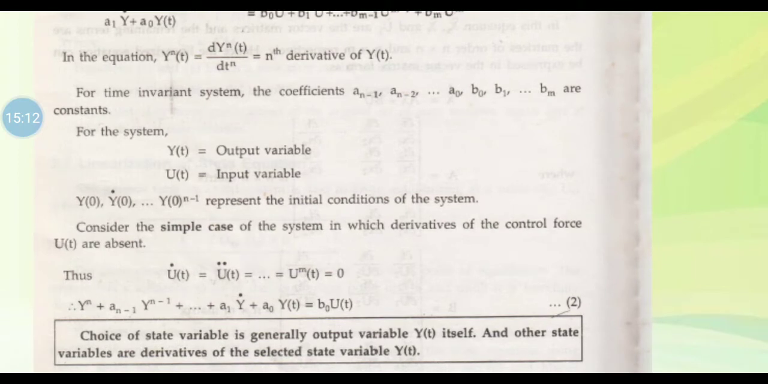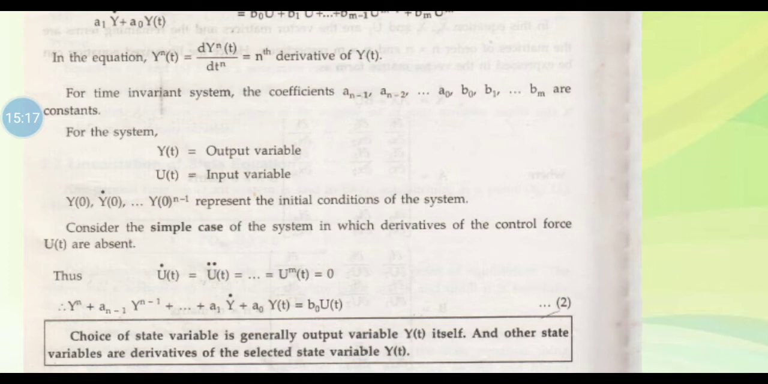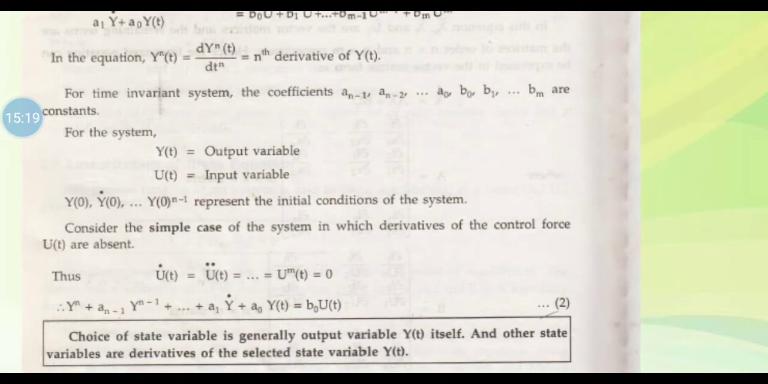For the system, y of t is the output variable and u of t is the input variable. y of 0, y dot 0 and y raised to n minus 1 of 0 will represent the initial conditions of the system. Now we will consider a simple case of the system in which derivatives of the control force u of t are absent. Thus we can have u dot t equal to u double dot t, continued up to u raised to m of t, equal to 0.